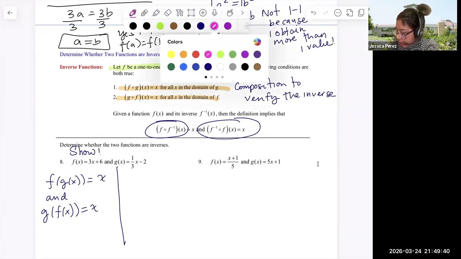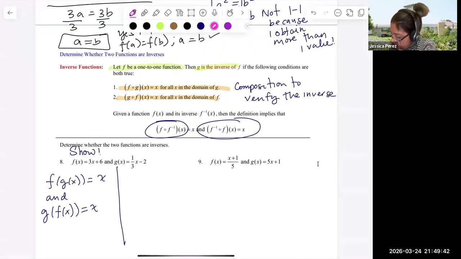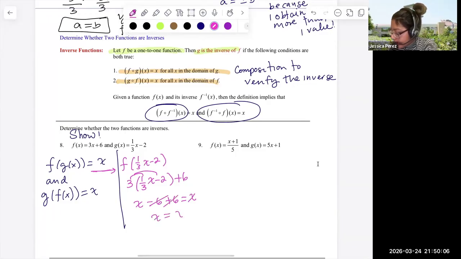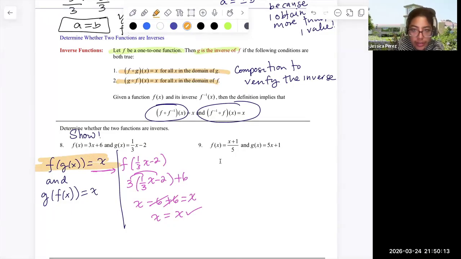So the first is f of g, so it's going to be f of 1/3 x minus 2. I'm doing this case first. So that's going to be 3 times 1/3 x minus 2 plus 6. Alrighty, so let's go ahead and distribute. I'm going to get x minus 6 plus 6 gives me x. So this is x equal x. So the first part is true. We just checked that f of g of x is equal to x.